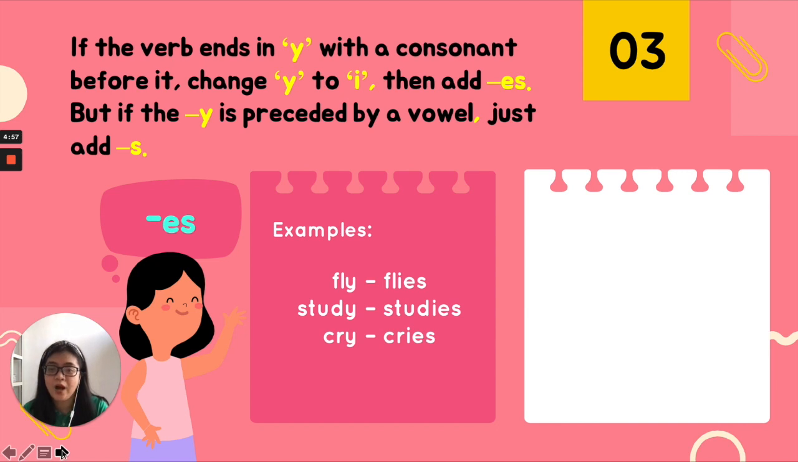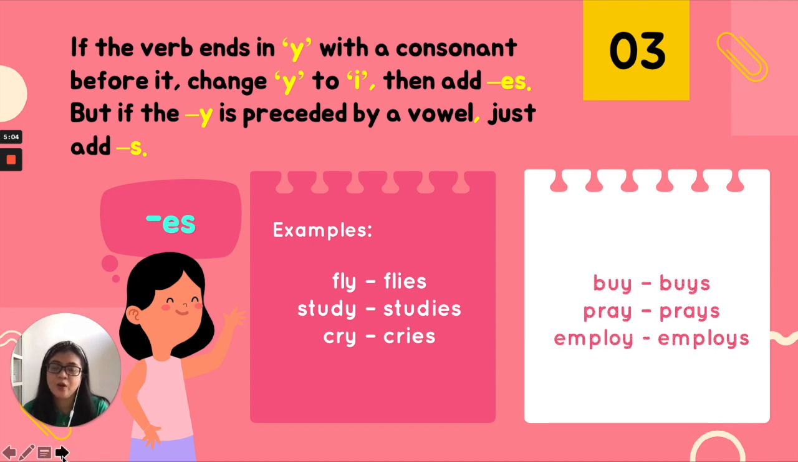But if the y is preceded by a vowel, just add s. For example, the word buy ends in y, but the letter before y is the letter u, which is a vowel. So we just add s. Buy, buys. Pray, prays. Employ, employs.